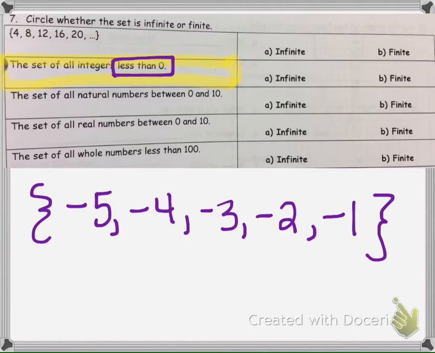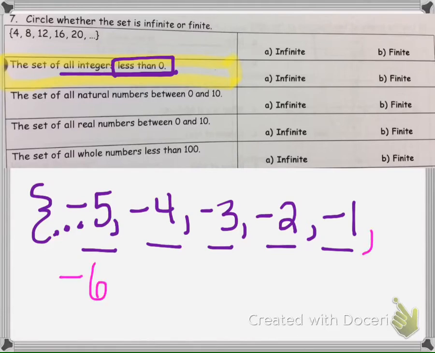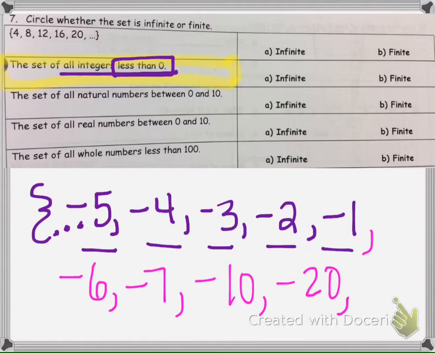This set does not just have these 5 numbers. It says all integers less than 0. So that means it can keep going and going and going, that the numbers can keep getting smaller and smaller and smaller, so it doesn't end. We could also have -6 in our set, -7, -10, -20, right? So because there's many other elements in this set, this is an example of an infinite set.